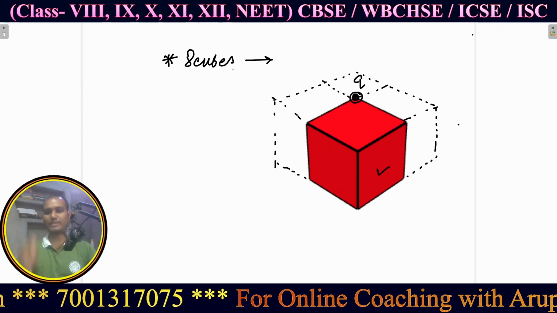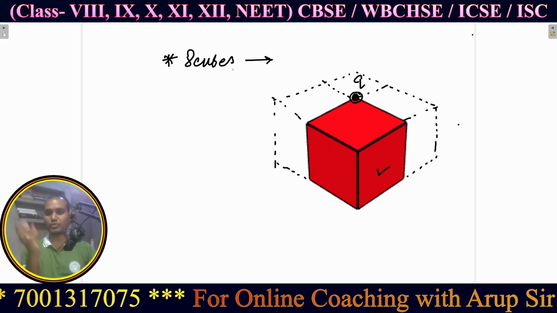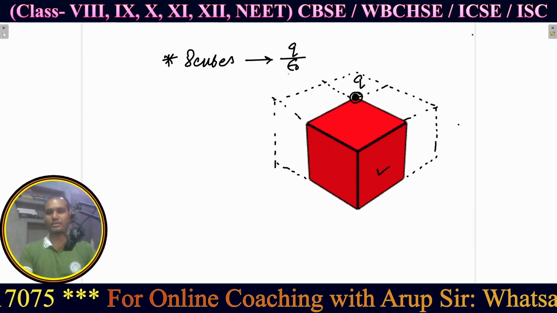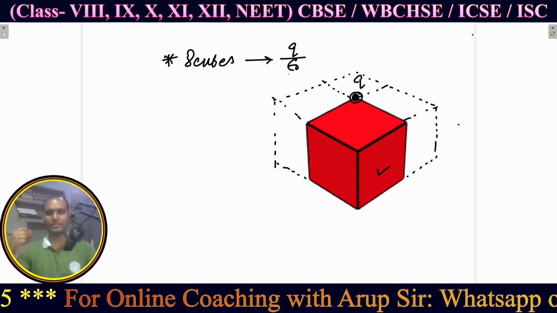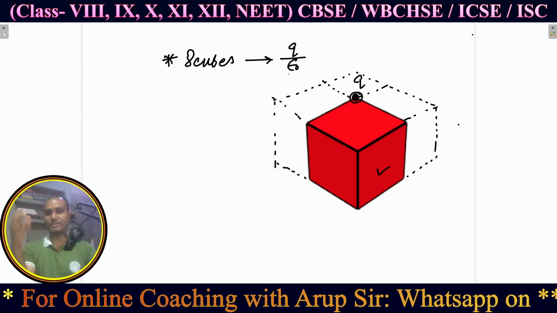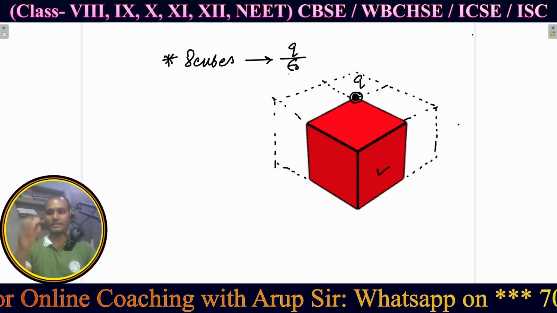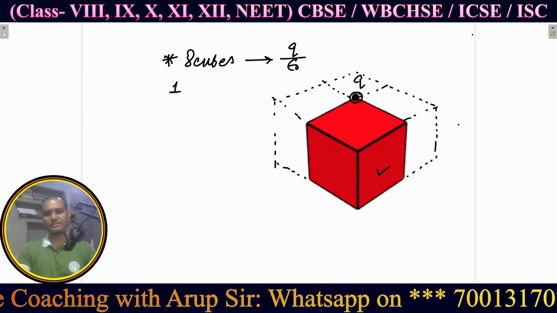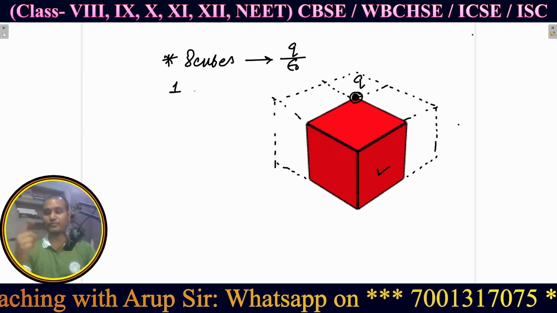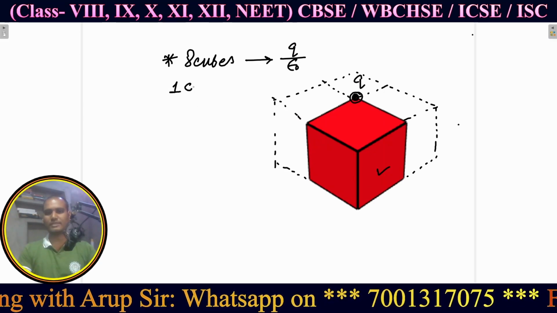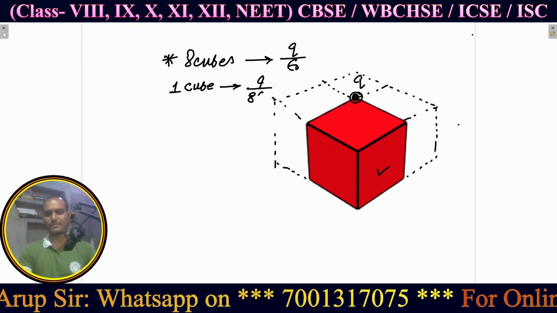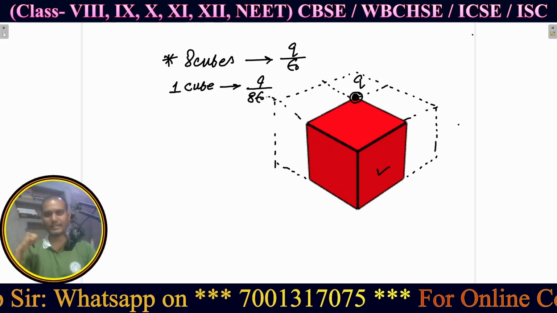So through those 8 cubes, the total amount of flux passing will be q by epsilon naught as per Gauss theorem, because now by using these 8 cubes the charge is totally enclosed, right? So what is the amount of flux passing through a single cube? That is, by the unitary method, q by 8 epsilon naught, right?